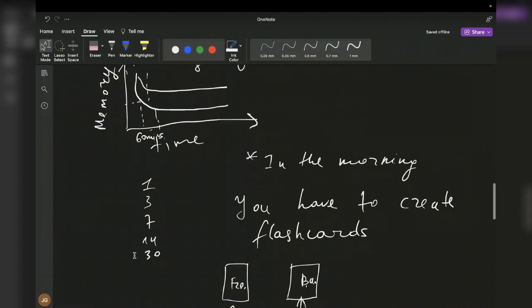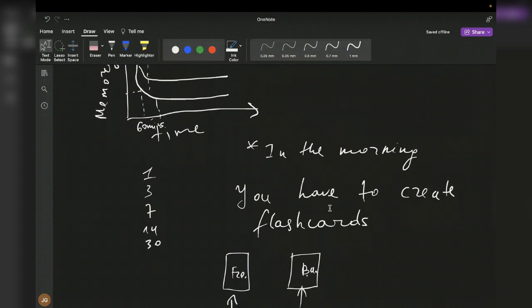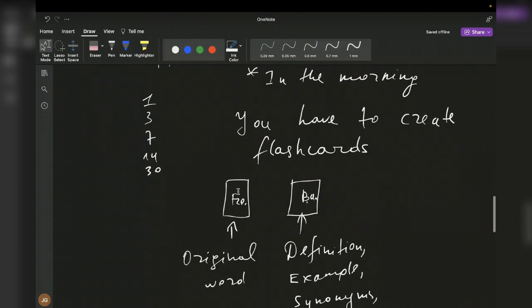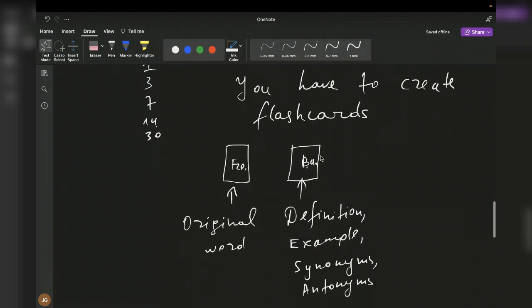And how do you review? You have to create flashcards. If you don't know what flashcards are, they are basically a set of cards. On the front of the card, you write the original word, let's say portakal here. And on the back side, you write the definition, example, synonyms, and antonyms. So you have to create a lot of them. And whenever you're free, whenever you're tired, just play with them. Take any card you want and test yourself, like review them. That's much more playful and fun, and also a really effective way to review your words.